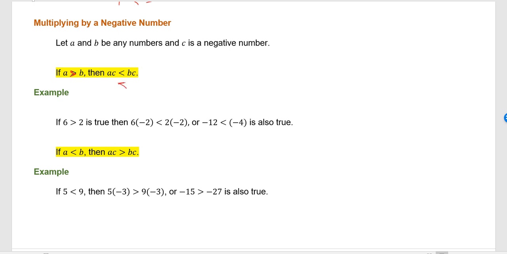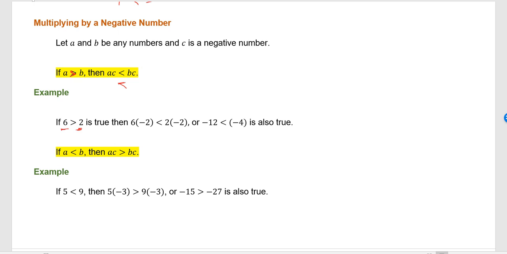Let's look at an example to see why that is. If 6 is greater than 2, which is true, then 6 times negative 2 is not greater than 2 times negative 2, it's less than 2 times negative 2. Why is that? Because here the absolute value of 6 is 6, the absolute value of 2 is 2. So 6 is greater than 2, but when you multiply by the negative number, the bigger absolute value number becomes negated, becomes negative.